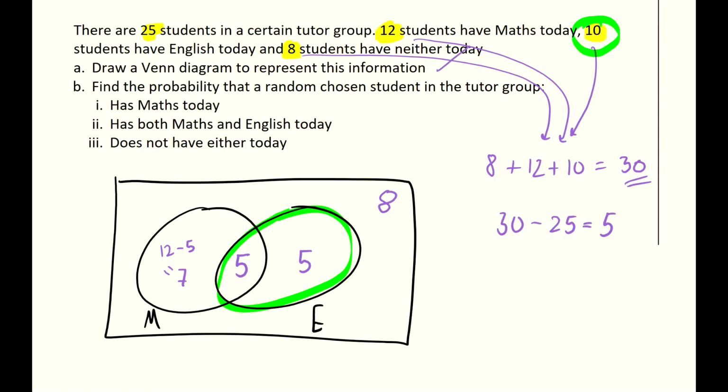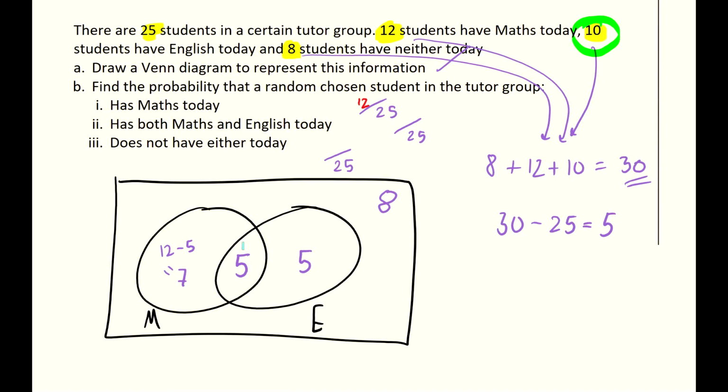Part B, student chosen at random. We're going to work out probabilities. That means for all these questions, it's going to be something out of 25. The odds they have maths today. Well, people who have maths are in this circle. I know that must total 12. So 12 out of 25.